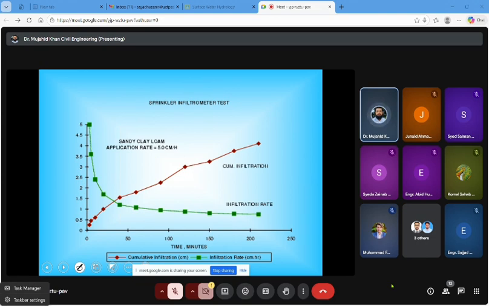Now this is the curve showing the variation between the individual infiltration rate and the cumulative rate of infiltration. Initially, the actual infiltration rate goes on decreasing, but the cumulative rate of infiltration will go on increasing, as is shown by the red line.